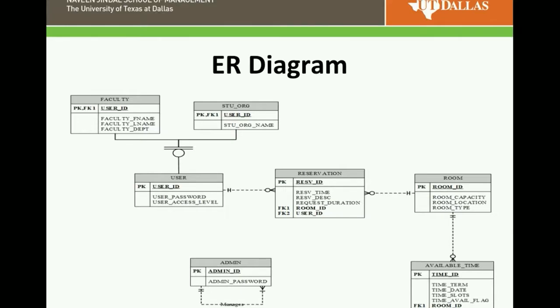And there is an admin entity that is not linked to any other entities, but the admin entity is necessary because the admin can add new users, change access levels, and also change the existing reservations. But you can see we link the admin to itself. It means one of them is the supervisor who manages all of the other admins.